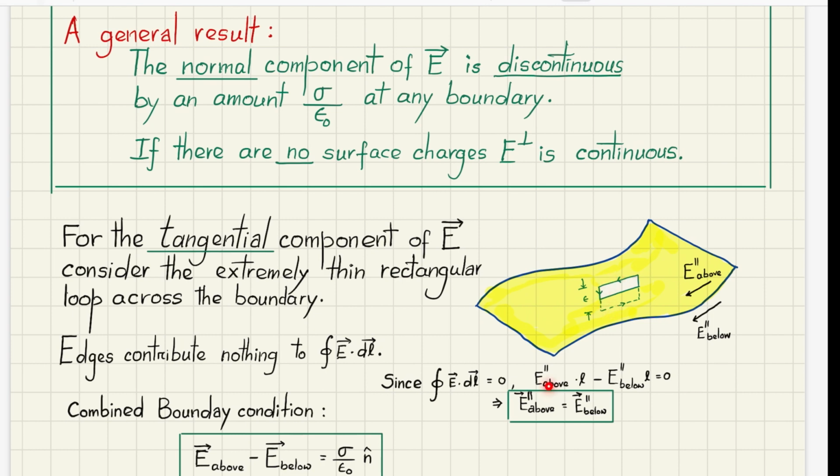And hence, suppose there's a length L on top and a length L on the bottom, then E parallel above times L minus E parallel below times L, if I'm going around like this, must be 0. Which means the tangential component above and the tangential component below must be equal.